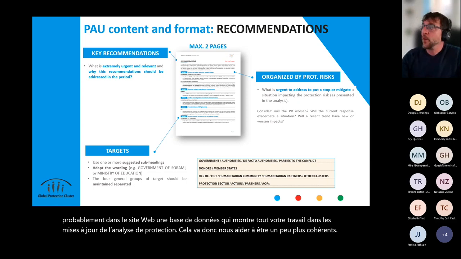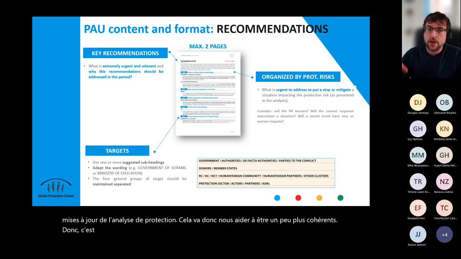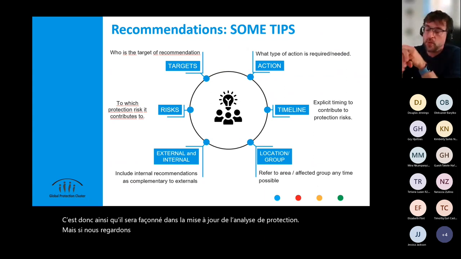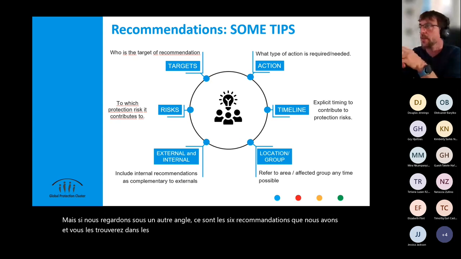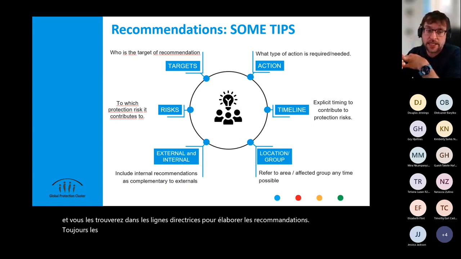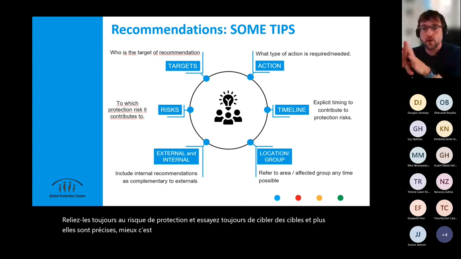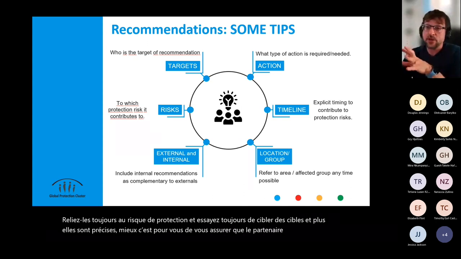So this is the way it's going to be shaped in the protection analysis update. But if we look from another angle, these are the six recommendations that we have, and you will find them in the guidance to actually develop the recommendations. Always link them to a protection risk and try always to have targets. The more precise they are, the better it is for you to ensure that the partners and all the constituency have monitoring of what's happening on those recommendations.